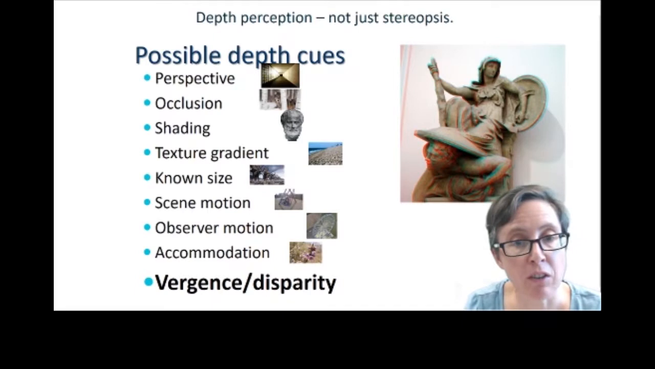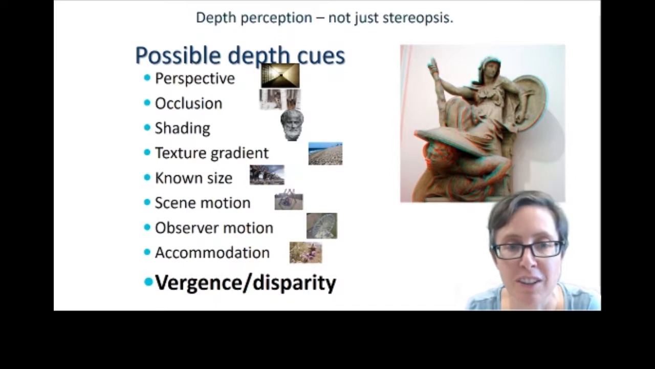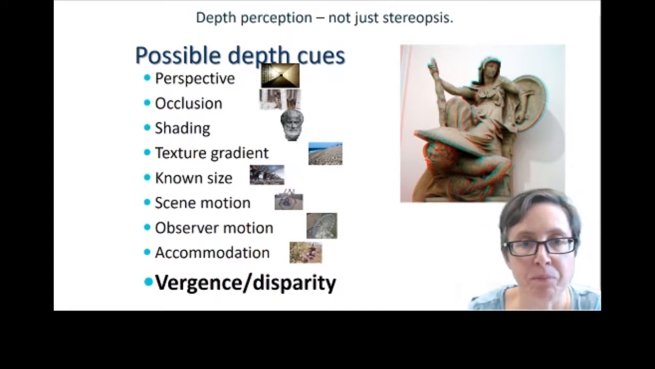So if an object's a very long way away, then your two eyes have to stare out with the gaze rays basically parallel, whereas if something's close together, then you have to cross your eyes in order to look at it when it's close up to you.